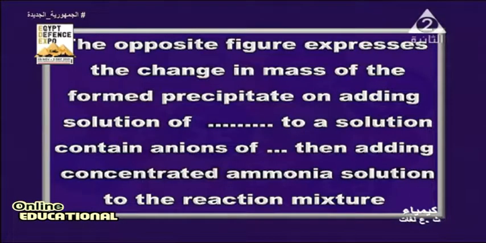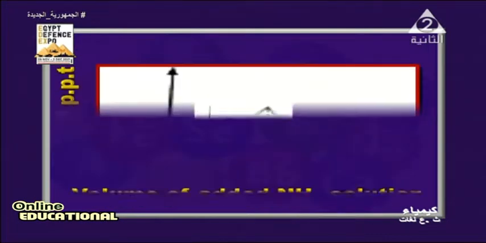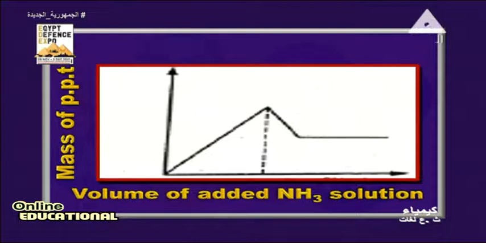Graph question. The opposite figure expresses the change in mass of the formed precipitate on adding solution of what to solution containing anion of what, then adding concentrated ammonia solution to the reaction mixture. Here is the volume of added ammonia solution; as you see, the precipitate is formed, then dissolves partially.